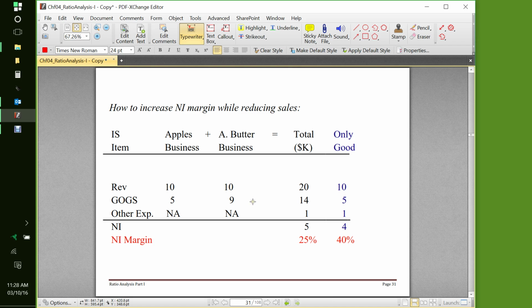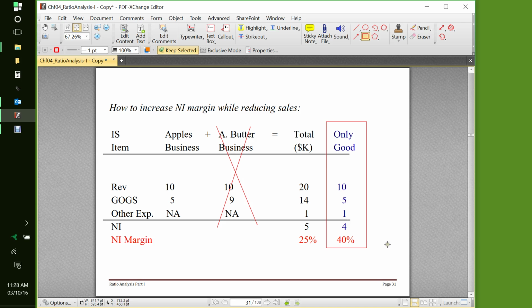So what I recommend that you do is that you get rid of this highly unprofitable, well, not unprofitable, but much less profitable and much more risky apple butter business, okay? And if you do that, here is what you're going to look like. You're going to be much safer, and your net income margin or profit margin is going to almost double. It's going to go up from 25% to 40%. And of course, you will be able to, assuming the market is good, take the rest of your apples and sell them just as apples.